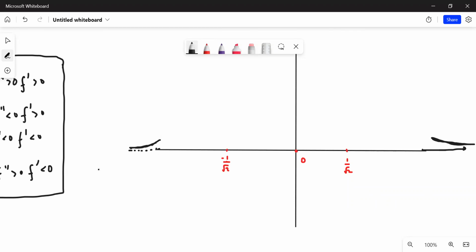Is that clear? So as x tends to minus infinity, your f is tending to zero, and as x tends to infinity, your function is tending towards zero. Is that clear? यहाँ तक समझ में आई बात?